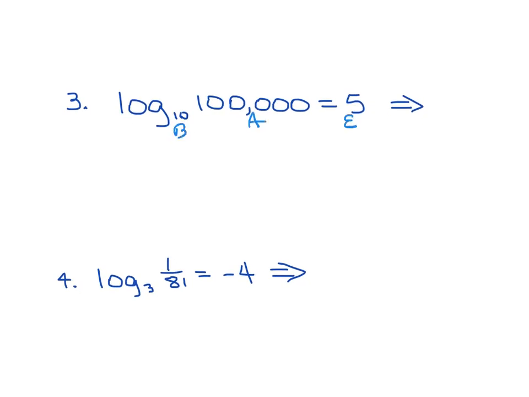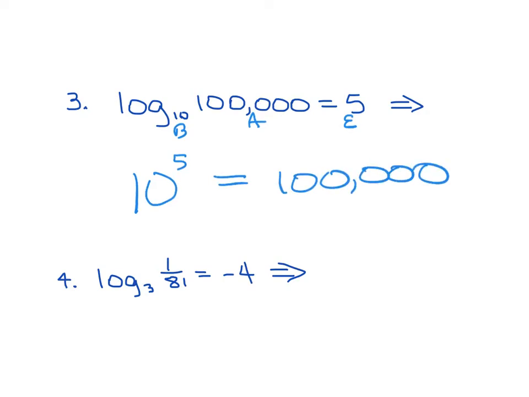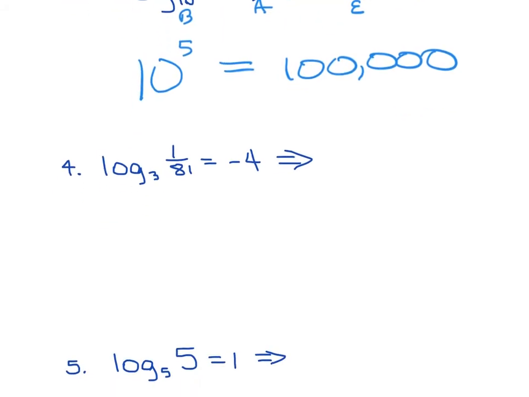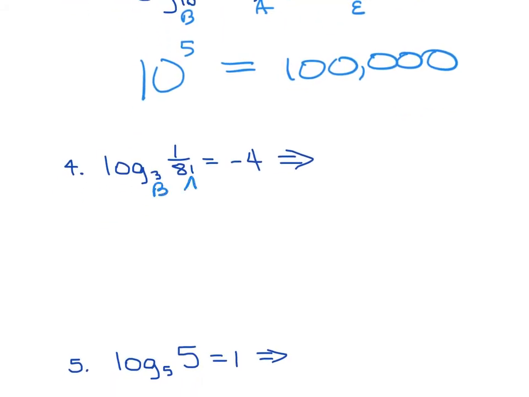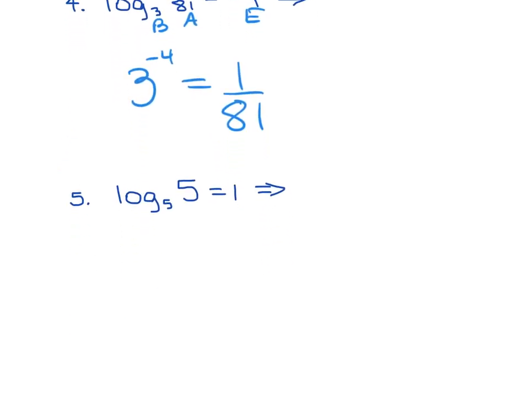BAE. Again, 10 to the 5th power, and the answer is 100,000. Next one, BAE, 3 to the negative 4th power, and it's 1 over 81. Again, remember negative exponent turns it into a fraction. Next one, BAE, 5 to the 1st power, and it equals 5.